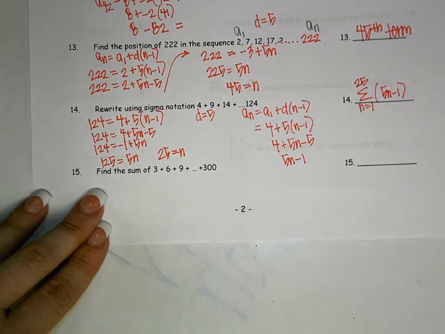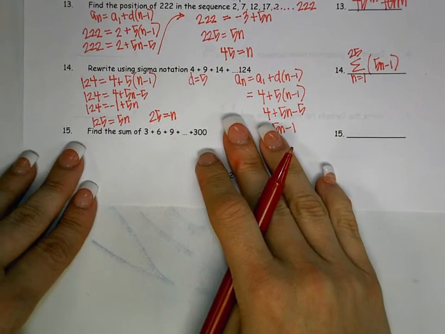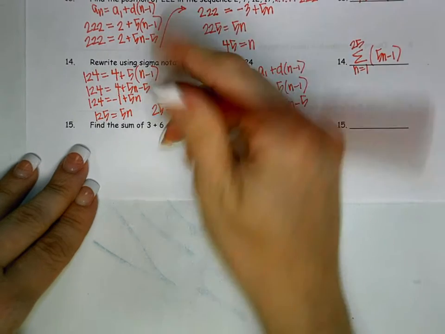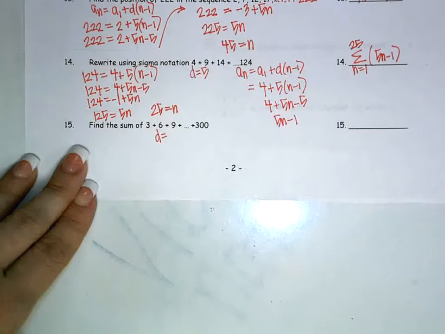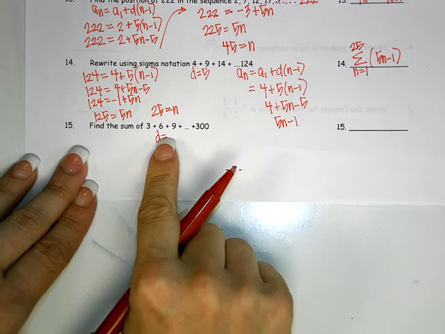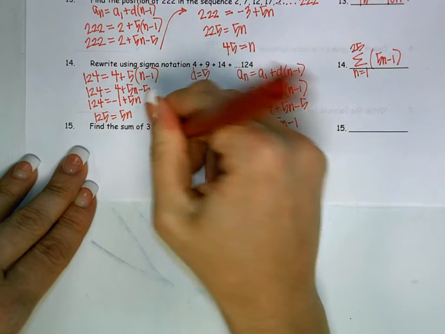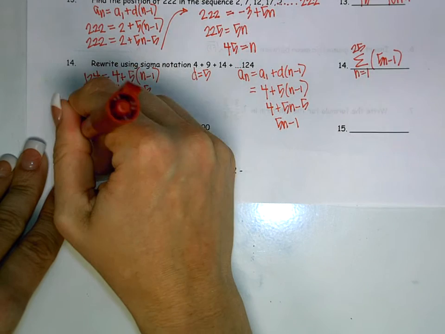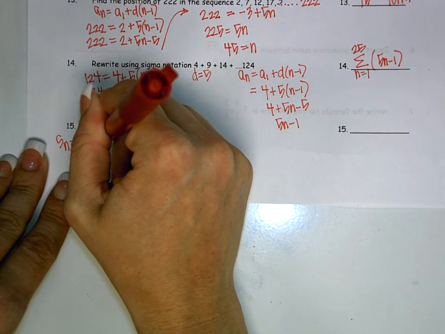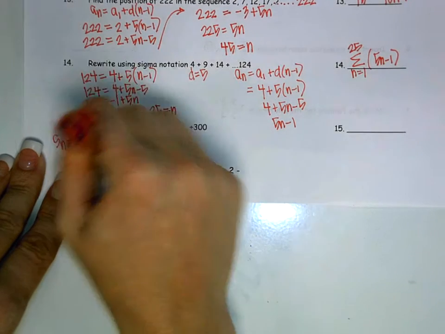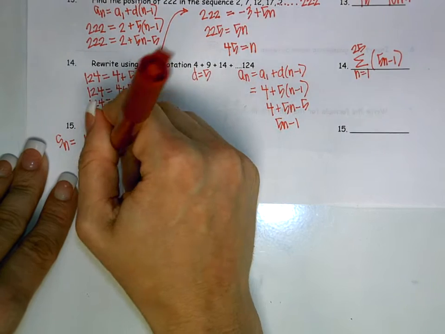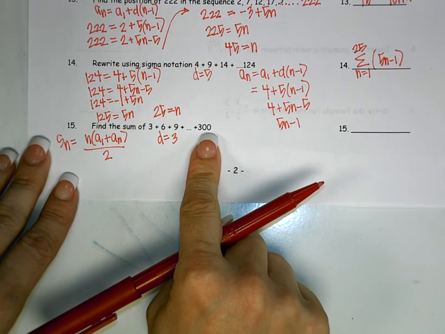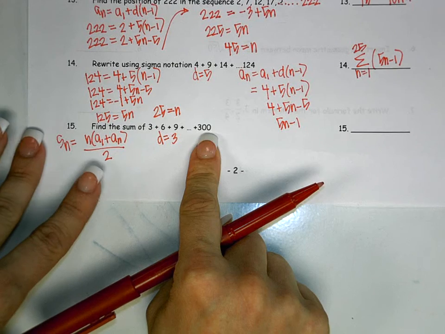Okay, for 15, find the sum of 3 plus 6 plus 9 all the way up to 300. This is an arithmetic series. It's a series because they're adding. This is arithmetic because you have a common difference. So common difference is 3. So we're going to use sum of an arithmetic series equals N times A1 plus AN over 2. So that's going to give you N. Do we know what this last term number is? You do not, so you need to solve for that.